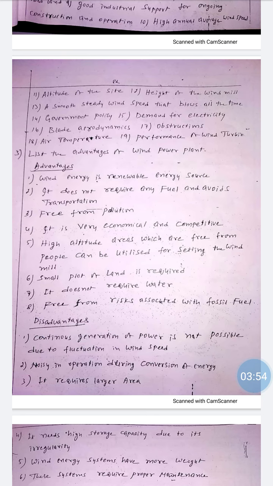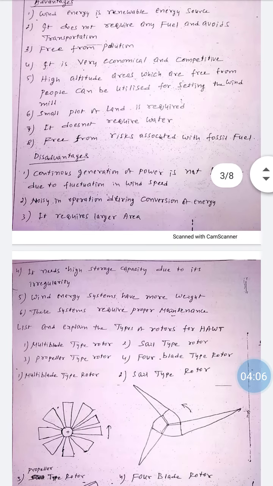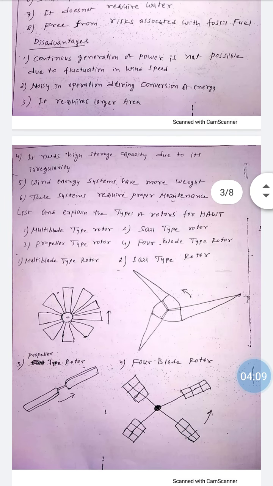Disadvantages: continuous generation of power is not possible due to fluctuation in wind speed. Noisy in operation during conversion of energy. It requires a larger area. It needs high storage capacity due to its irregularity. Wind energy systems have more weight. These systems require proper maintenance.